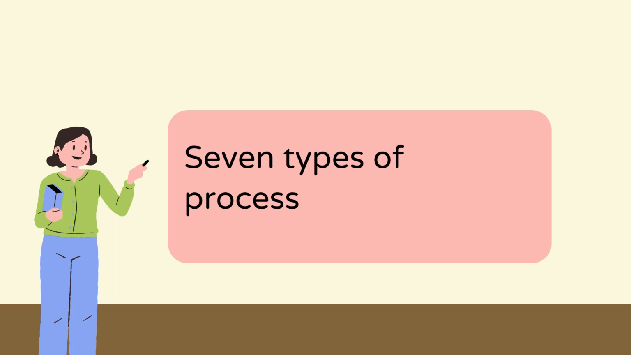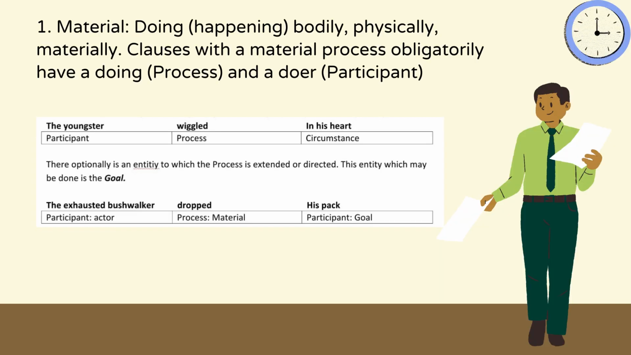Okay, so after we know the definition of transitivity, we're going to talk about the 7 processes that belong to transitivity. The first one is material process. A material process means doing or happening, either bodily, physically, or materially. In a material process, a clause obligatorily has a doing or process and a doer or participant. For example, the youngster wiggled in his heart. The youngster is the participant, wiggle is the process, and in his heart is the circumstance.